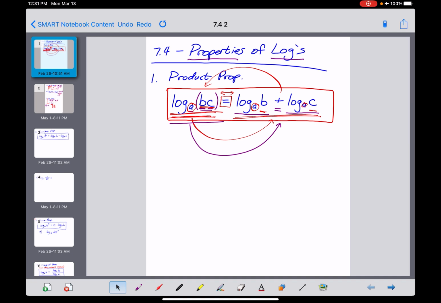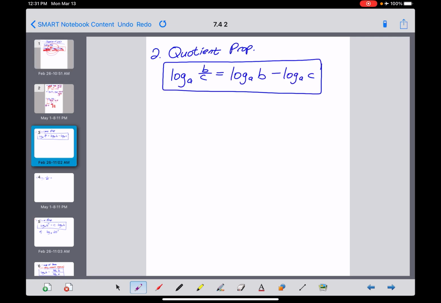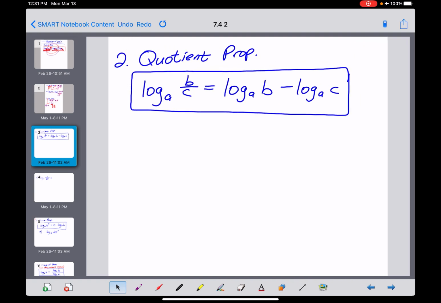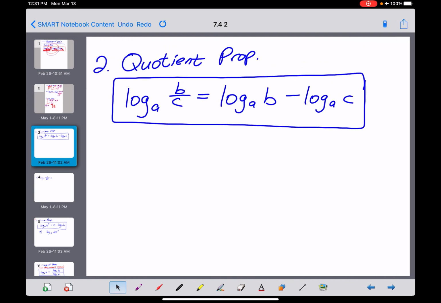Now, we're going to move on to the second property, and you could probably guess that if there is a product property, there's probably going to be a quotient property. And if the product property involves addition, well, I think you know where we're going with this. The quotient property is probably going to involve subtraction. And here we go, guys. This is property number 2 here, and it works pretty much the same way.